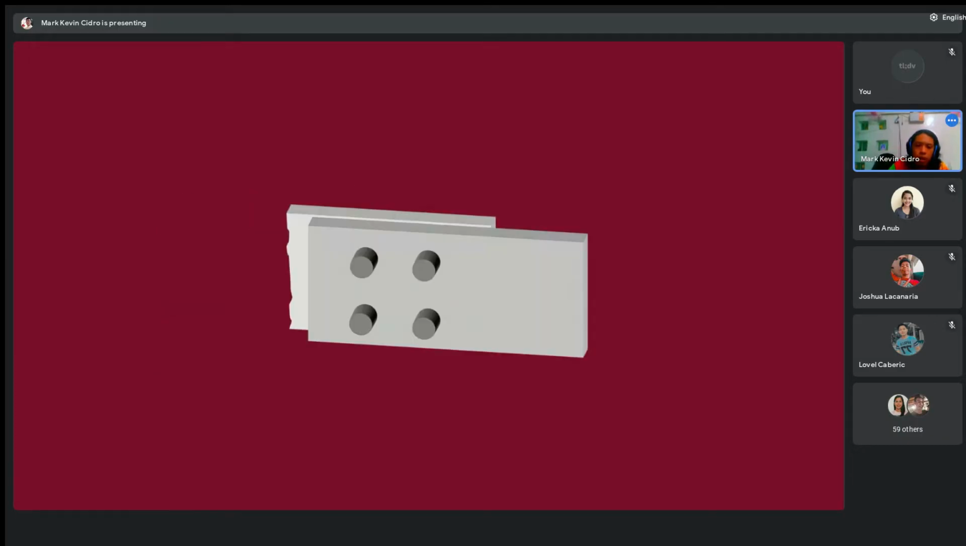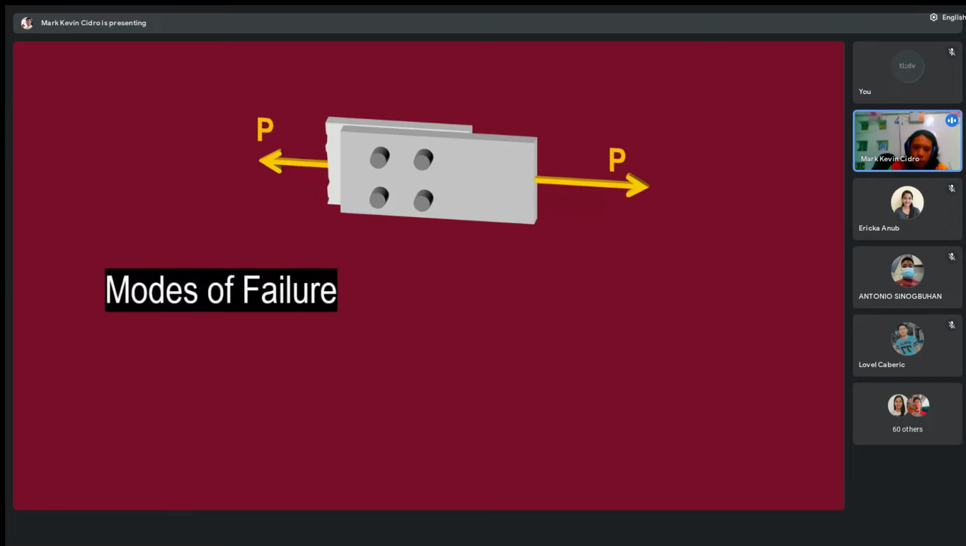So what is a bolted connection? You can see the picture here. We have a typical connection. When these plates are subjected to a tensile load like this one, what are the ways they can fail? There are many modes of failure that we will look at. First is the yielding failure. What is yielding failure? It means the member reaches Fy.